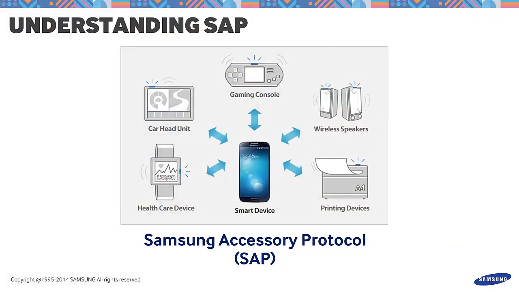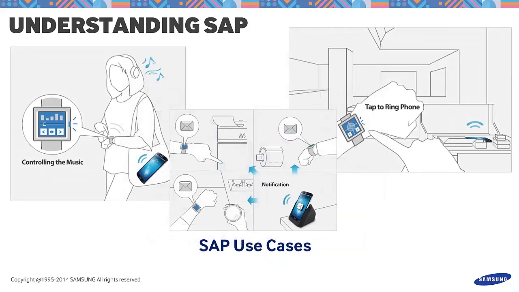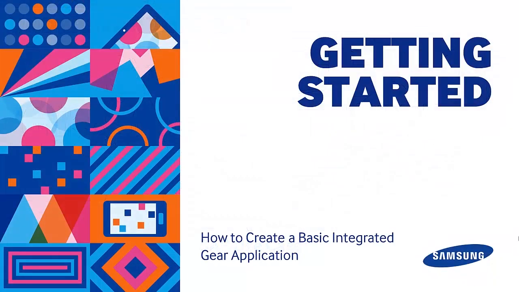So here are the use cases as defined in the Gear page on the Samsung developer side. You can control the music from the wearable, receive notifications, and locate the device from the wearable. However, SAP currently has the following restrictions. Only the current Samsung Gear supports accessory. Both the smart and wearable device must have the accessory framework installed, and only devices with Android 4.3 or higher support accessory.